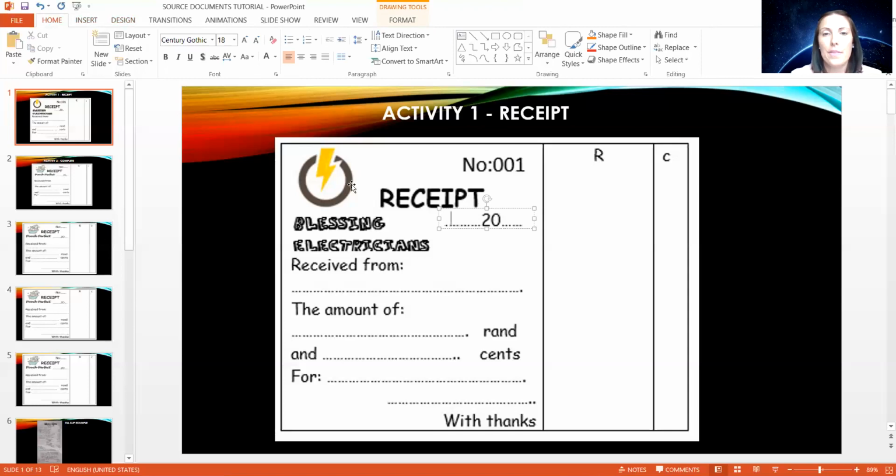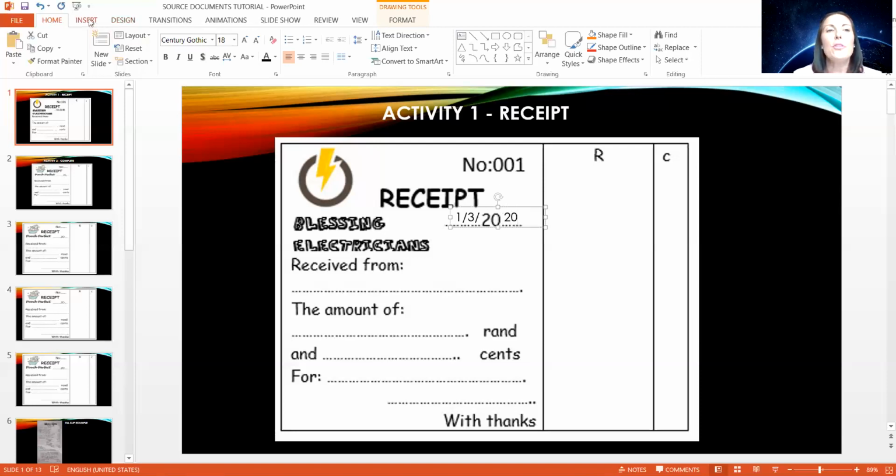Let's try the black one there. The 1st of the 3rd, and then 2020. Let's see if I can get that right. So you fill in the date.